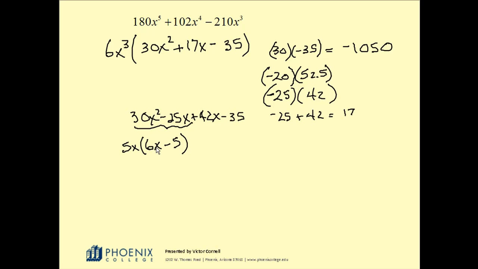And again, you double check. 5x times 6x is 30x squared. 5x times minus 5 is minus 25x. Now you cheat. This has to be 6x minus 5. If you're going to factor by grouping, it has to be that. So what do I multiply 6x by to get 42x? This has got to be plus 7. Does that work? 7 times 6x is 42x. 7 times minus 5 is minus 35. It works. So then 6x minus 5, and then you got 5x plus 7.